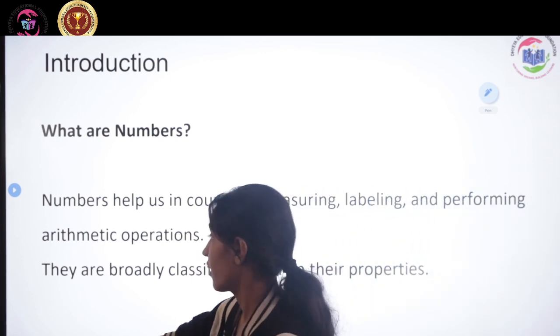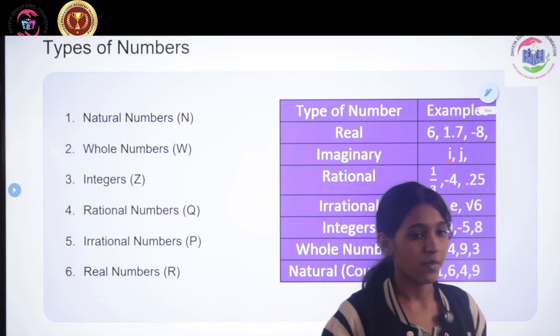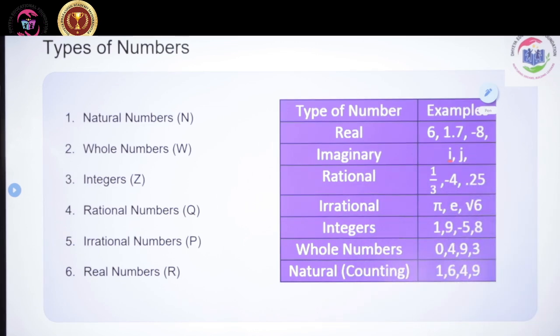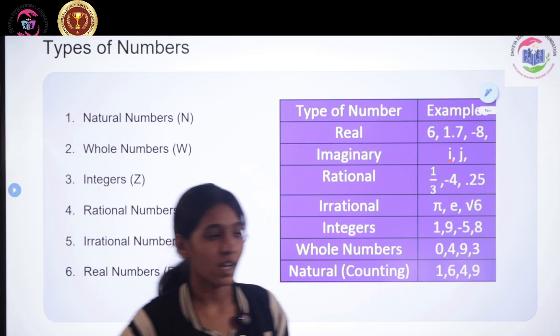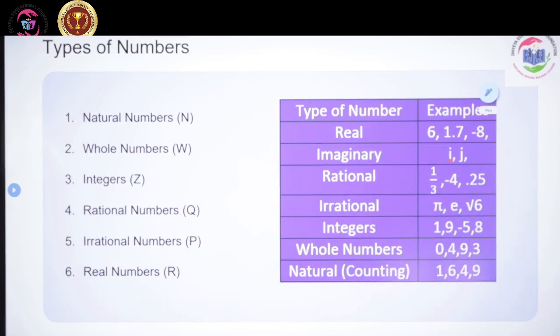After learning the definition, let's discuss the types of numbers. There are various types of numbers. First is natural number, whole number, integer number, rational number, irrational number, and real number. This is the list of types of numbers. Write it down in your notebook, and we will learn each and every number, and based on this we will solve some MCQs.